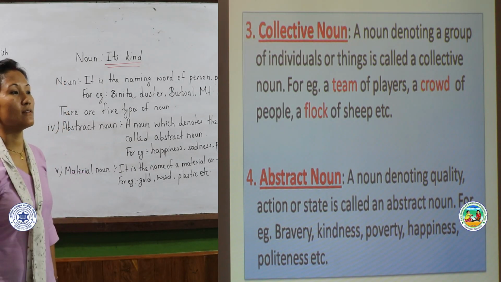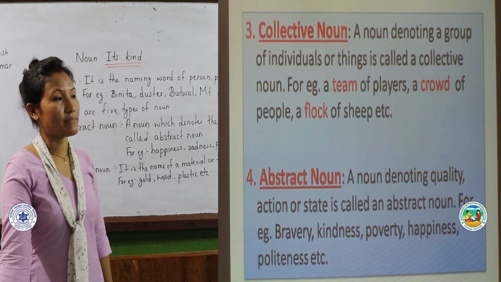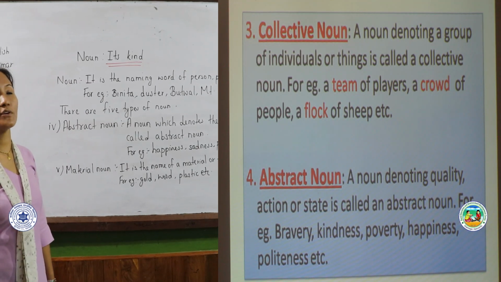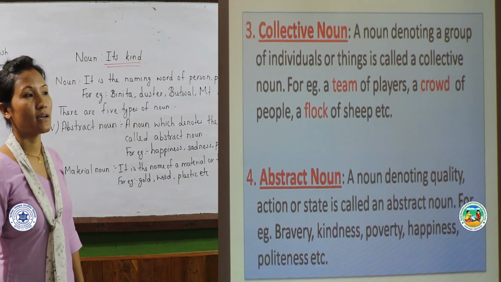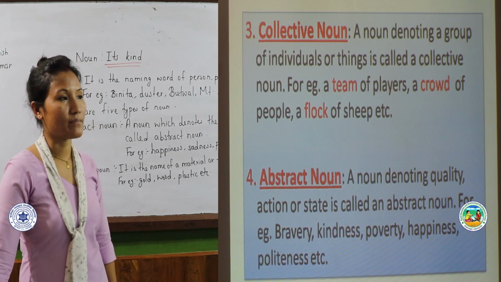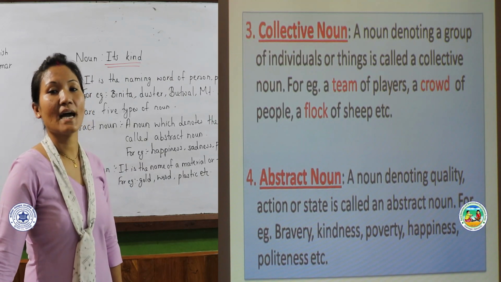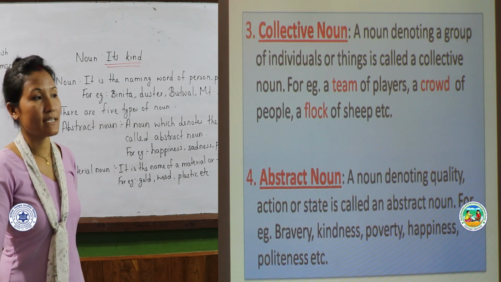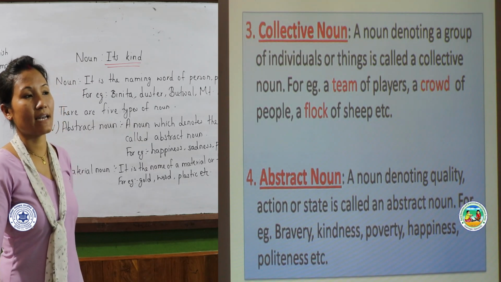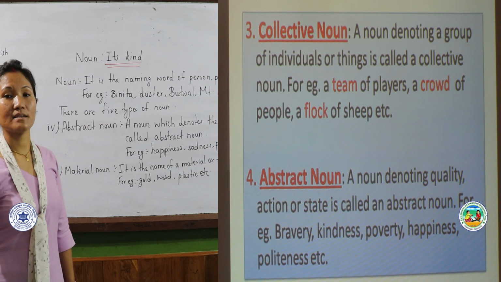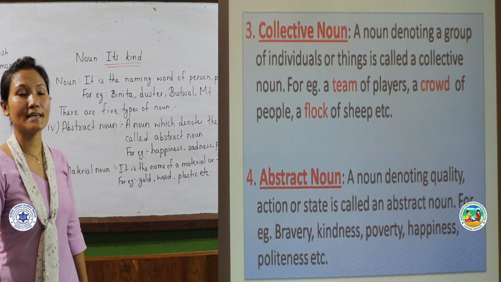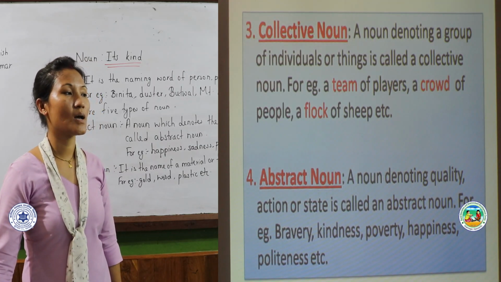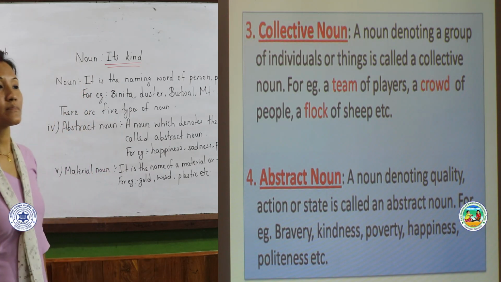Now let's have a look at the fourth type, that is abstract noun. Before I start, I'd like to tell all the students that if you had problems noting down from the whiteboard, you can write from the slide as well. Words may be a bit different, but the meaning is the same. So don't get confused. A noun denoting quality, action or state is called an abstract noun. I told you earlier that it is only the feeling. We cannot touch it, we can only feel it. For example, bravery, kindness, poverty, happiness, politeness, etc.